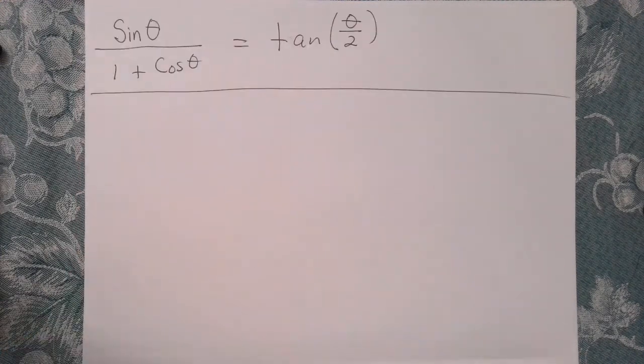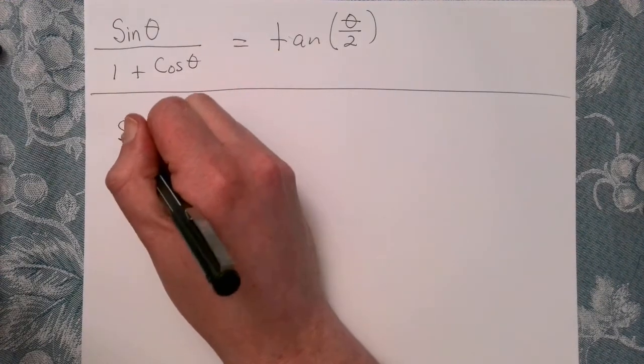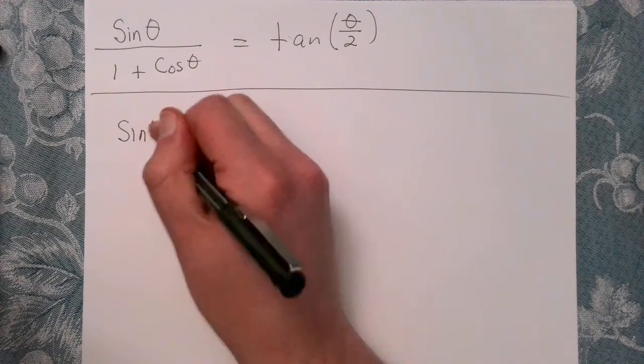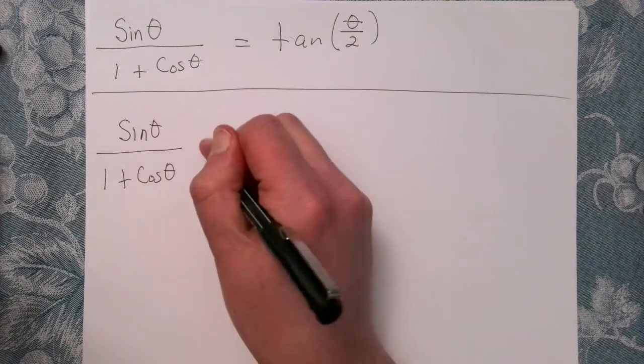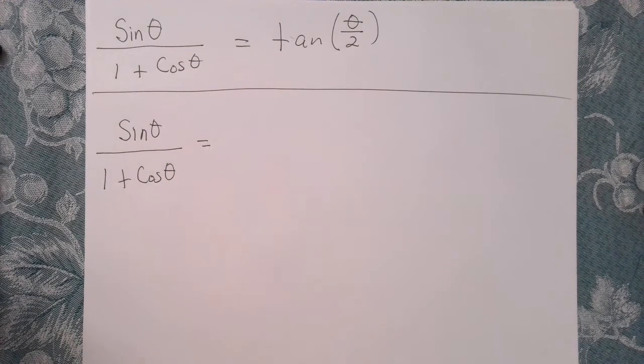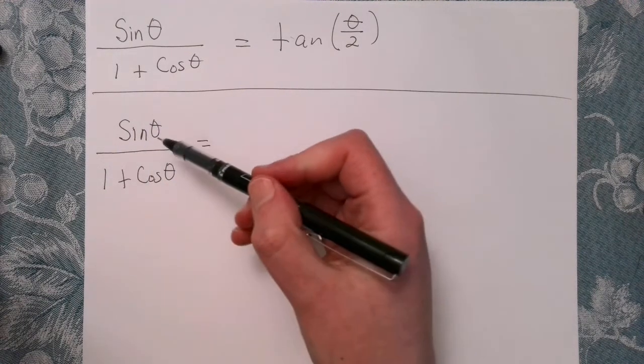So our first trig identity looks like this. We've got the sine of theta over 1 plus the cosine of theta equals the tangent of theta over 2. And our strategy is to work with the left and see if we can arrive at the right side. Okay, so starting with the left side, we've got the sine of theta over 1 plus the cosine of theta. And we're going to use the double angle formula that I just mentioned for sine and cosine.